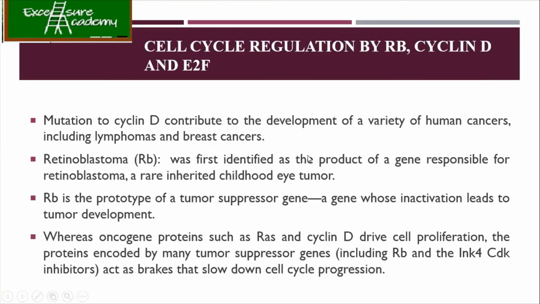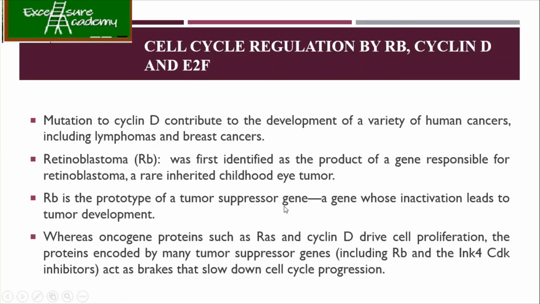Now, cell cycle regulation by RB, cyclin D and E2F. We are just increasing the complexity of the cell cycle regulation. RB is your retinoblastoma. Mutation to cyclin D contributes to the development of a variety of human cancers like lymphomas and breast cancer. Retinoblastoma was one of the first identified as a product of the gene responsible for retinoblastoma, an eye-related cancer. It's a rare inherited childhood eye tumor.